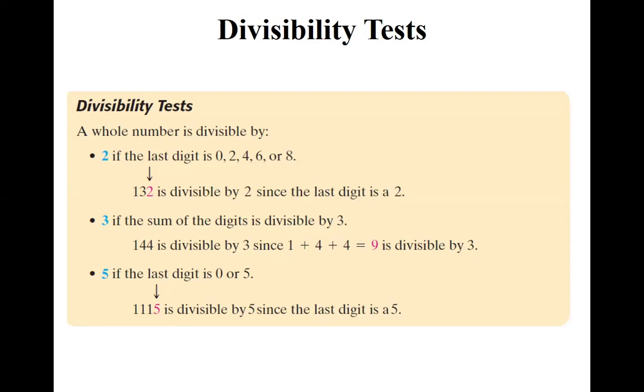A number is divisible by 3 if the sum of the digits is divisible by 3. So 144, if we add the digits 1 plus 4 plus 4, we get 9. 9 is divisible by 3, so 144 is divisible by 3. And a whole number is divisible by 5 if the last digit is 0 or 5. So 1115 is divisible by 5 because the last digit is a 5.